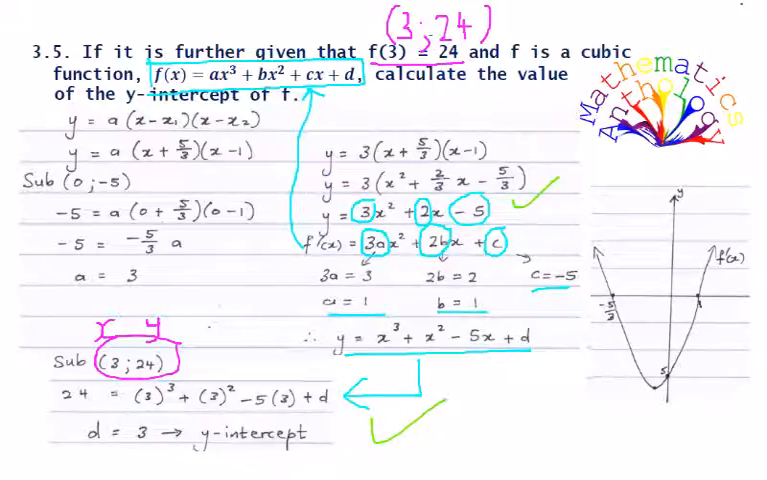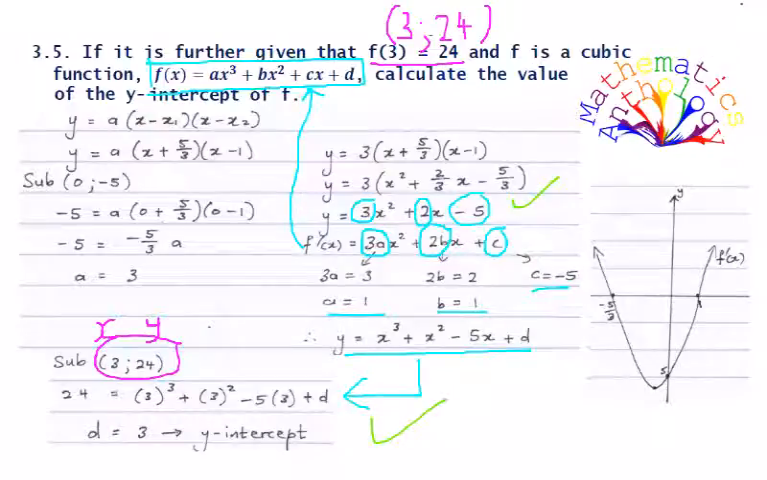Now I can substitute that 3 back into my second line. So I'll end up with y is equal to 3 into x plus 5/3 into x minus 1. Open all of that out using the FOIL method and then distribute the 3 into the bracket. I'll end up with my equation for my derivative graph, f prime x, y is equal to 3x squared plus 2x minus 5.